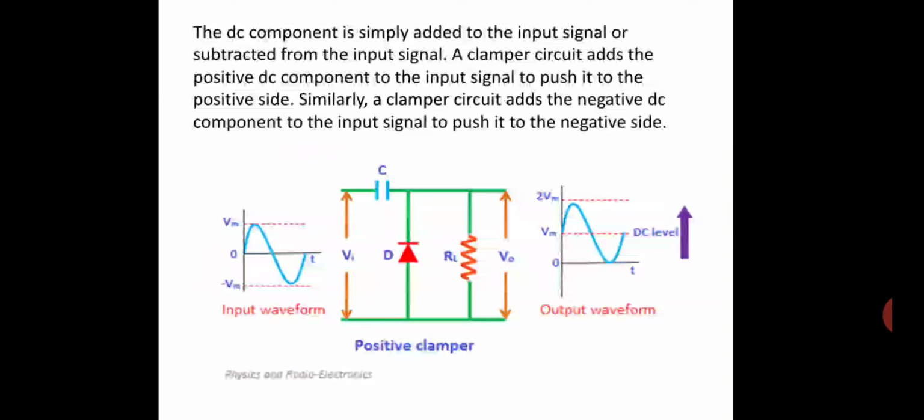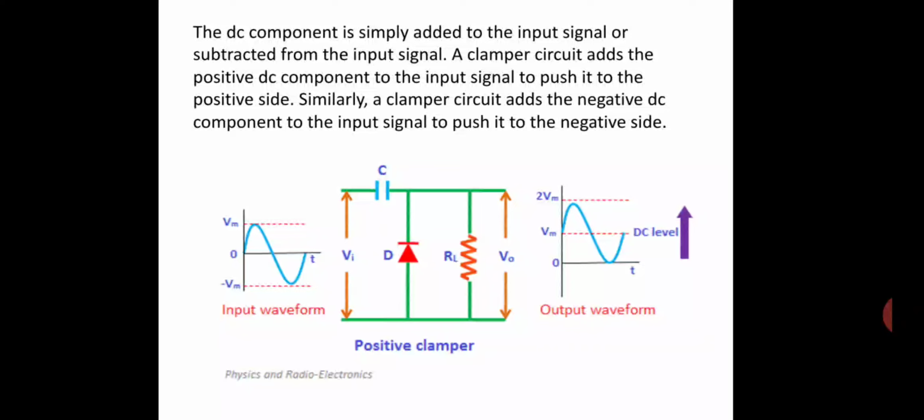The DC component is simply added to the input signal or subtracted from it. A clamper circuit adds a positive DC component to the input signal to push it to the positive side. Similarly, a clamper circuit adds a negative DC component to the input signal to push it to the negative side. When the DC component is added on the positive side, it is called a positive clamper. When the DC component is added on the negative side, in the negative cycle, it is called a negative clamper.